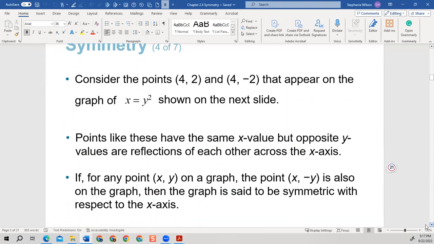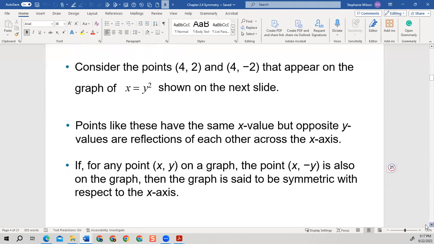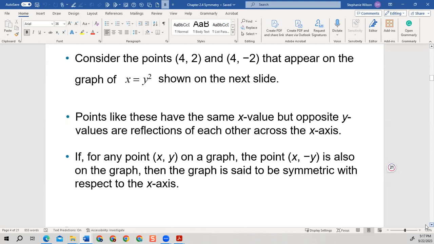The next thing in the objectives, we're going to consider the points. We're given the ordered pairs (4, 2) and (4, -2) as an example, and they appear on the graph of x = y squared. It's going to be on the next slide. So points like these have the same x value. Both x values were 4, but the y values were opposite signs, 2 and -2. These points are reflections of each other across the x-axis, and I'm about to show you what that means.